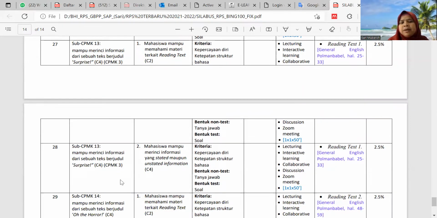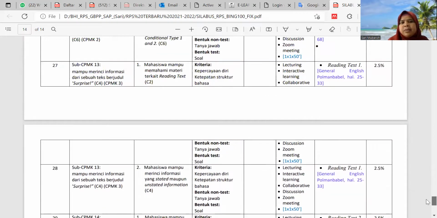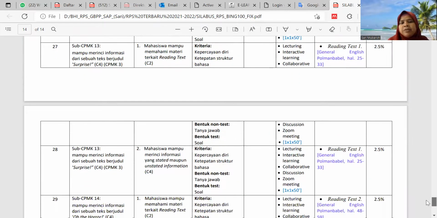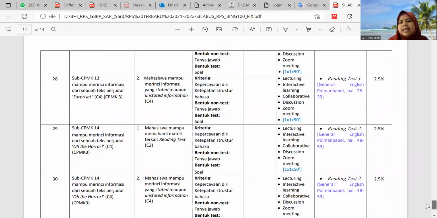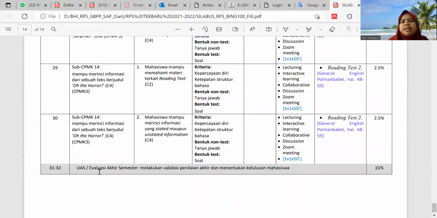It's talking about surprise, about horror. There will be two texts we are going to discuss. And for the reading text, we focus on stated and unstated information. And for the last meeting, the 31st and 32nd sessions, there will be the final test, and perhaps it will be offline.